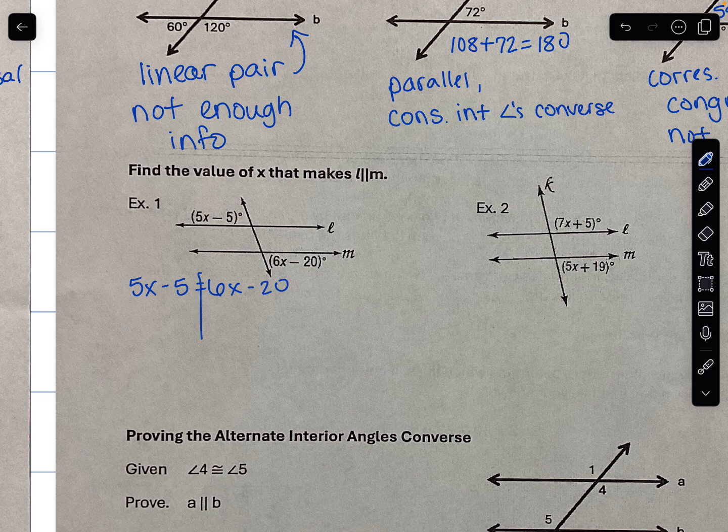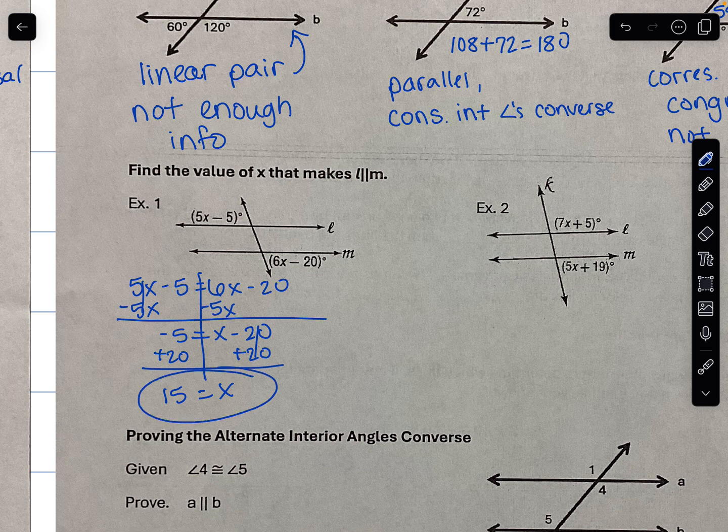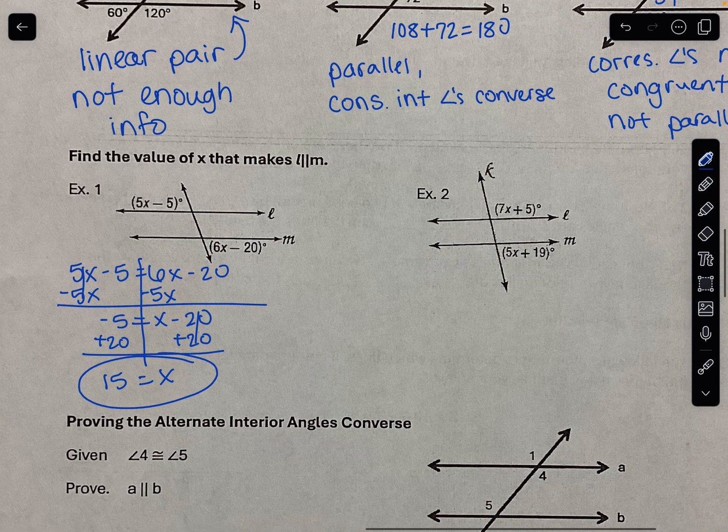Then all I have to do is move 5x over with 6x. So I get negative 5 is equal to x minus 20. And the only thing I would have left to do is add 20 to both sides. So my value for x here is 15. All right. Make sense?